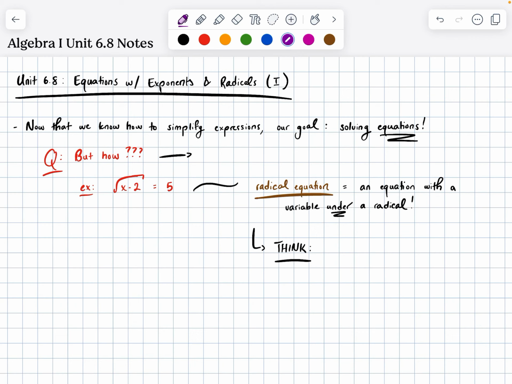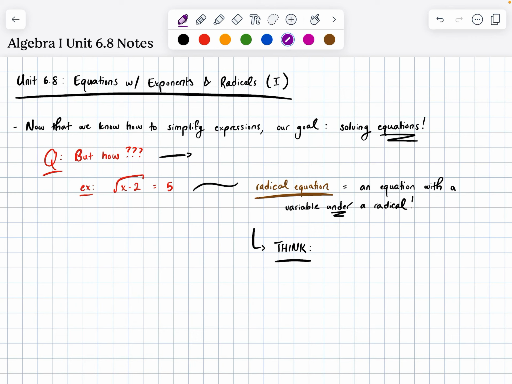Hi, my dears. Welcome to Class 8 of Unit 6, Equations with Exponents and Radicals, Part 1. The idea is that now that we know how to use our laws of exponents and our properties of radicals to break down and simplify expressions, just as we've done in the past, our goal now is to take what we've learned and use it to help us solve equations. The only question is how.